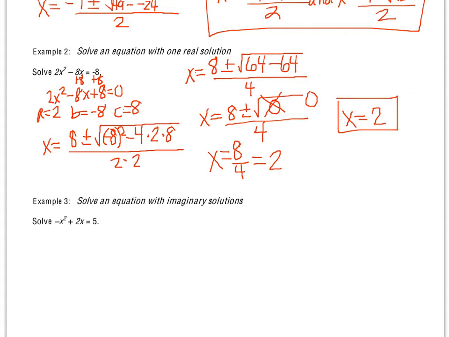So if when I take the square root, I have a positive square root that I'm taking, I have two solutions. If I have 0 under my square root, I only have one solution.